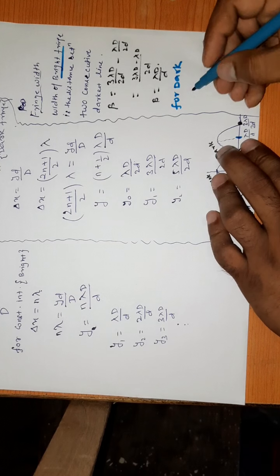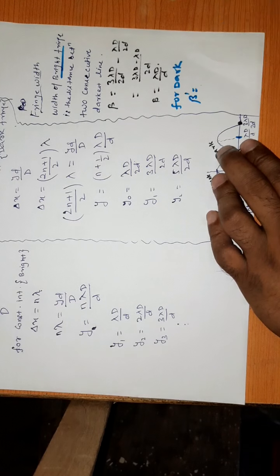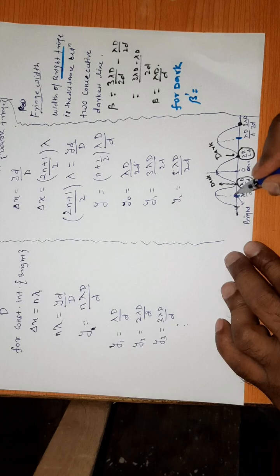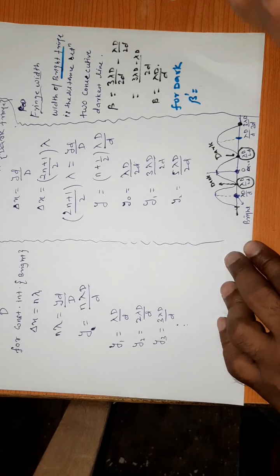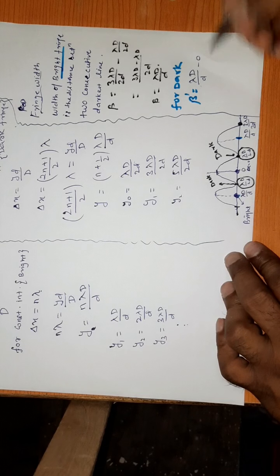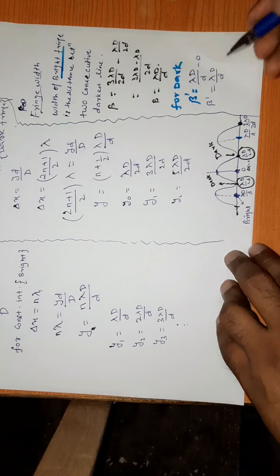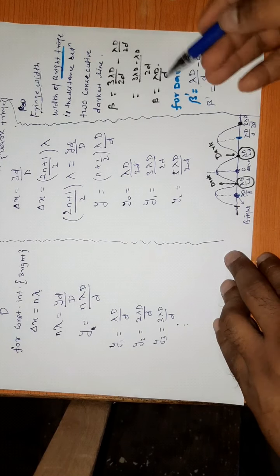Now for dark fringe width, beta dash I will take. It will again be found between them, here and here, these two. So it will again be lambda d upon d minus 0. So that is lambda d upon d. We will find that the dark fringe width and bright fringe width are the same.